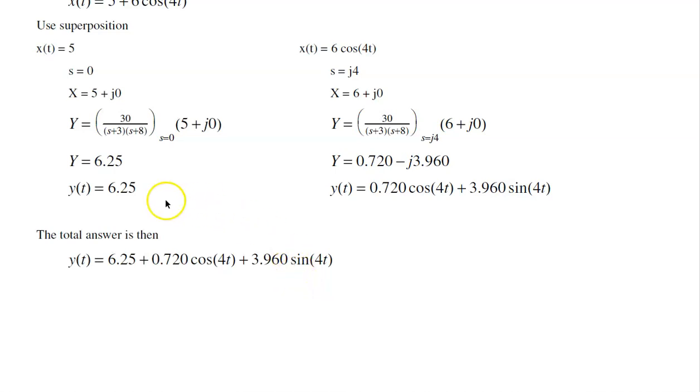Note one mistake people often make is they'll add these two answers together. They don't add. The 6.25 is the DC. The 0.7 is at 4 radians per second. This doesn't simplify. You can't add the two complex numbers.